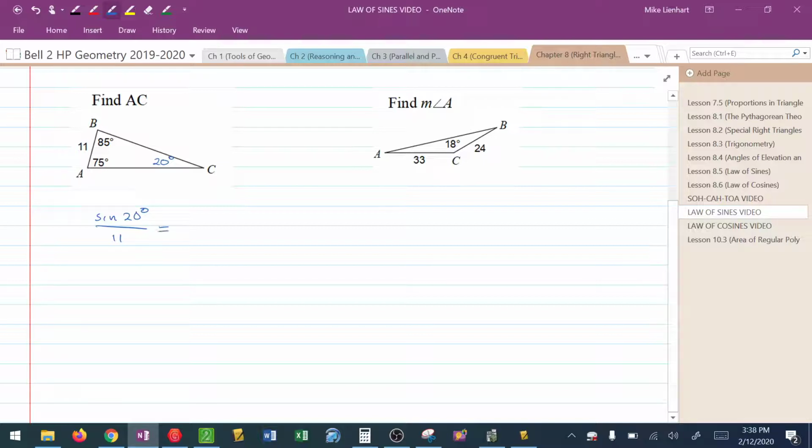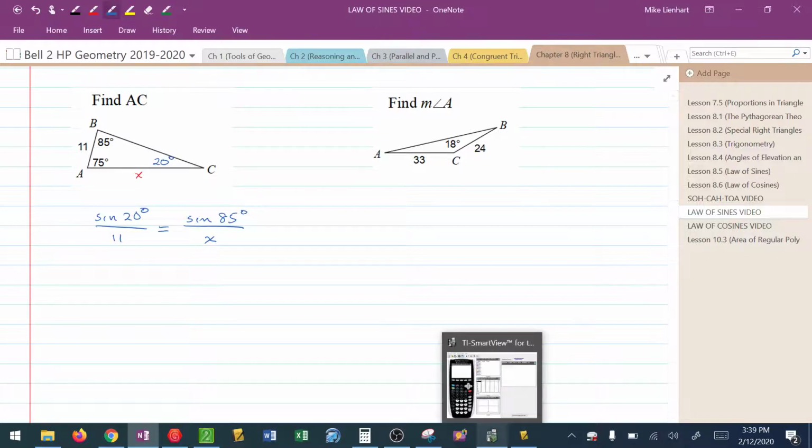Now, I'm going to create from this a proportion. In this problem, they want me to find AC, which is this side. So I'm going to say that's equal to the sine of the angle across from X, 85 degrees, over X. In order to solve this proportion, we have to cross multiply. I'm going to use my calculator to do all the work for me. I'm going to say the sine of 85 times 11 divided by the sine of 20 and then round to the nearest tenth because I'm trying to find a side.